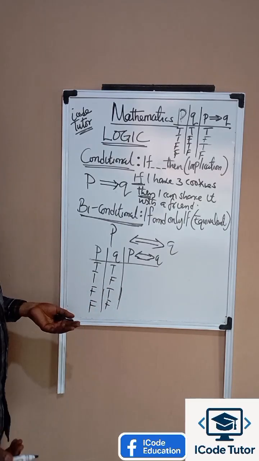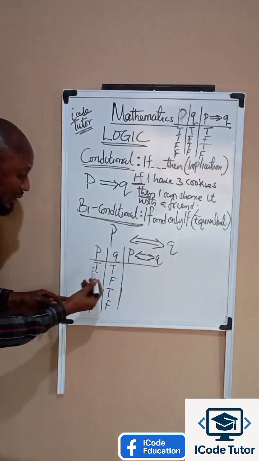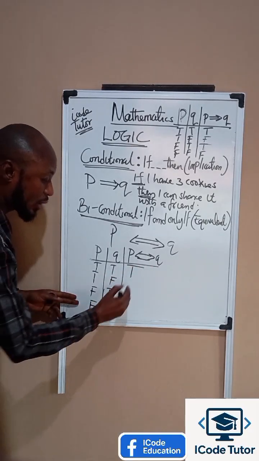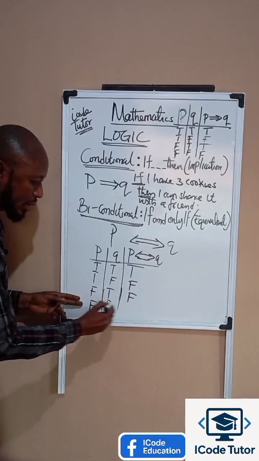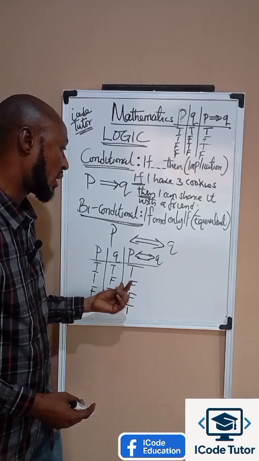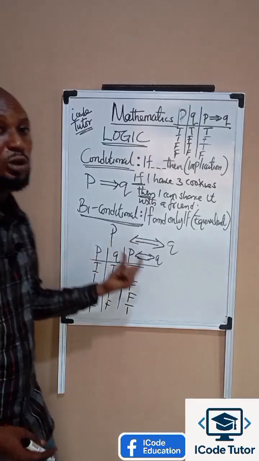This one is simple. It is as if they are talking about equal. If you look at this, T and T, are they not equal? They are equal. T and F, are they equal? No, that means that it's false. F and T, are they equal? False. F and F, are they equal? Yes. That means that this is how biconditional is represented with a truth table.